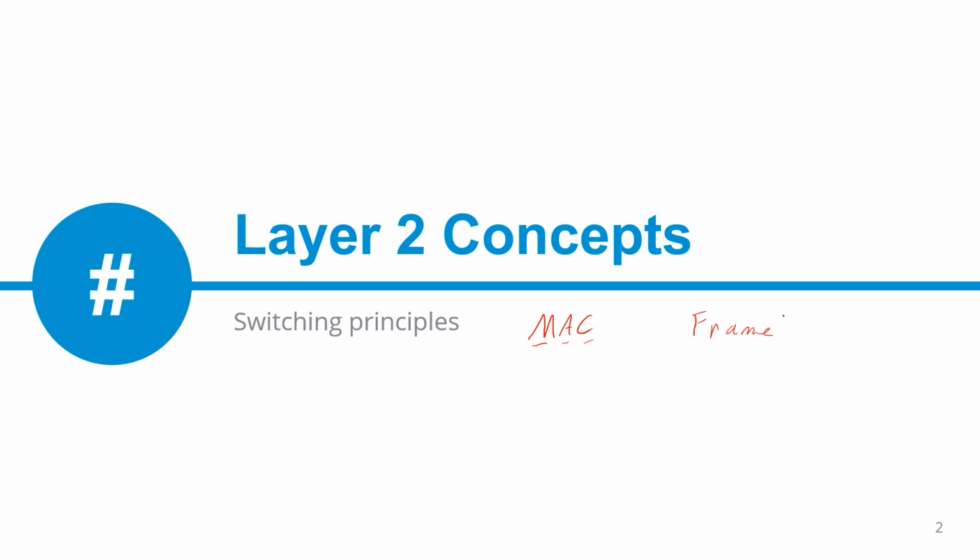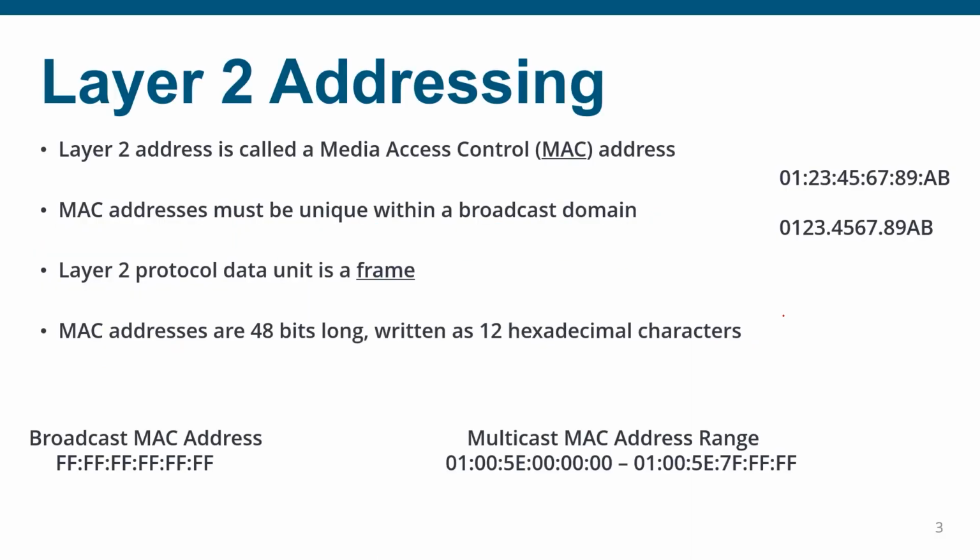So let's take a look at these MAC addresses. As I just mentioned, the Layer 2 address is called a Media Access Control, or MAC address. If you are ever discussing Layer 2 addresses with your colleagues, you will almost certainly reference them as MAC addresses, or Layer 2 addresses. It's very likely, if you were to reference it as a Media Access Control address, that your colleagues might not know what you're talking about.